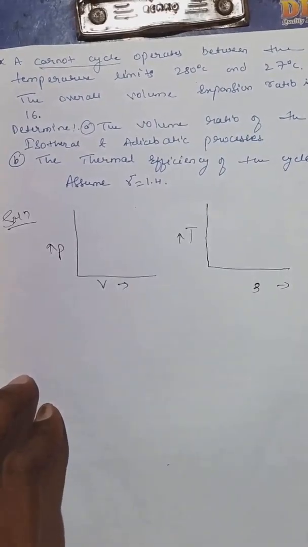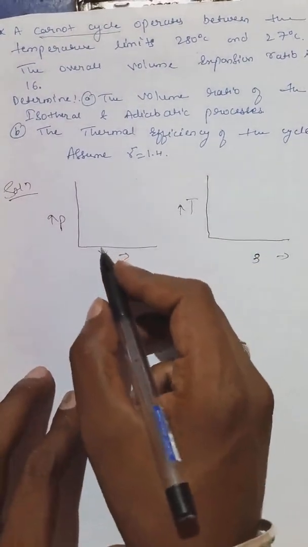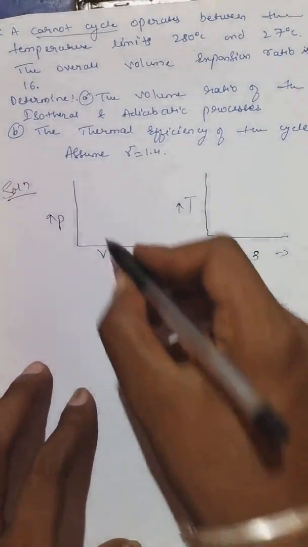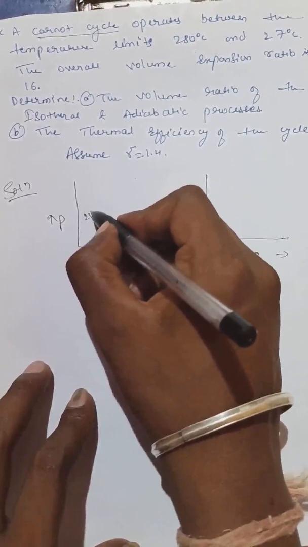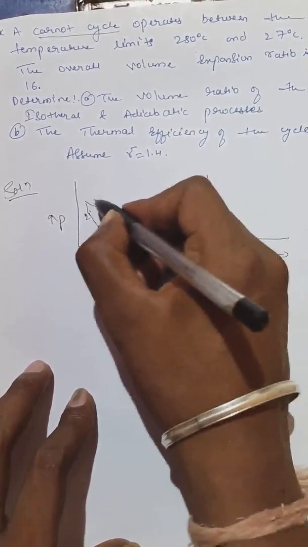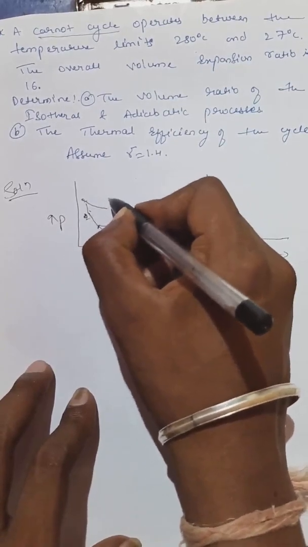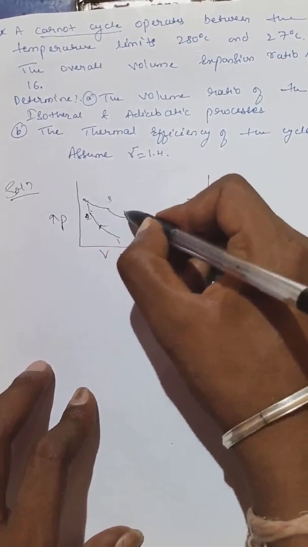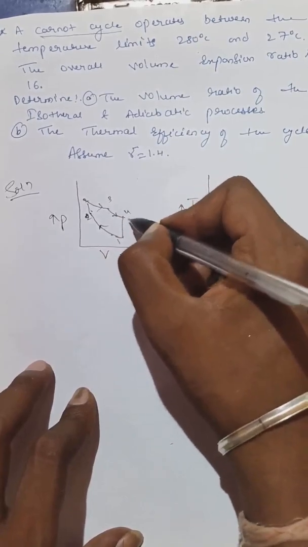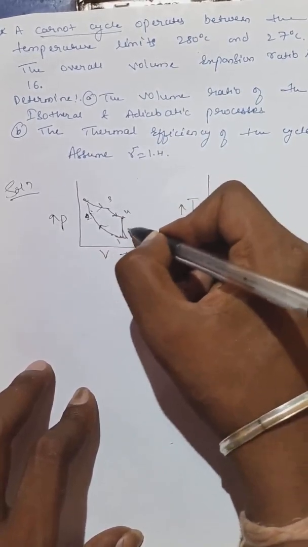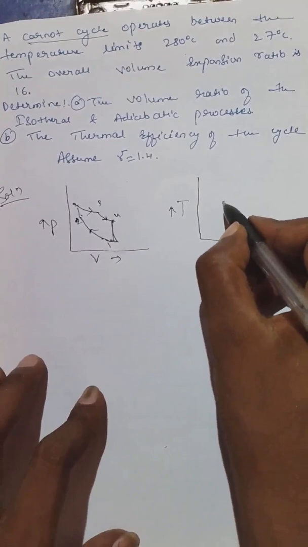So you know very well the Carnot cycle is a combination of 4 processes, that is 2 adiabatic and 2 isothermal processes. First is the adiabatic compression process. 1 to 2 is adiabatic compression process, right? Next 2 to 3 is an isothermal process. 3 to 4 is again adiabatic expansion process. 4 to 1 is an isothermal process.